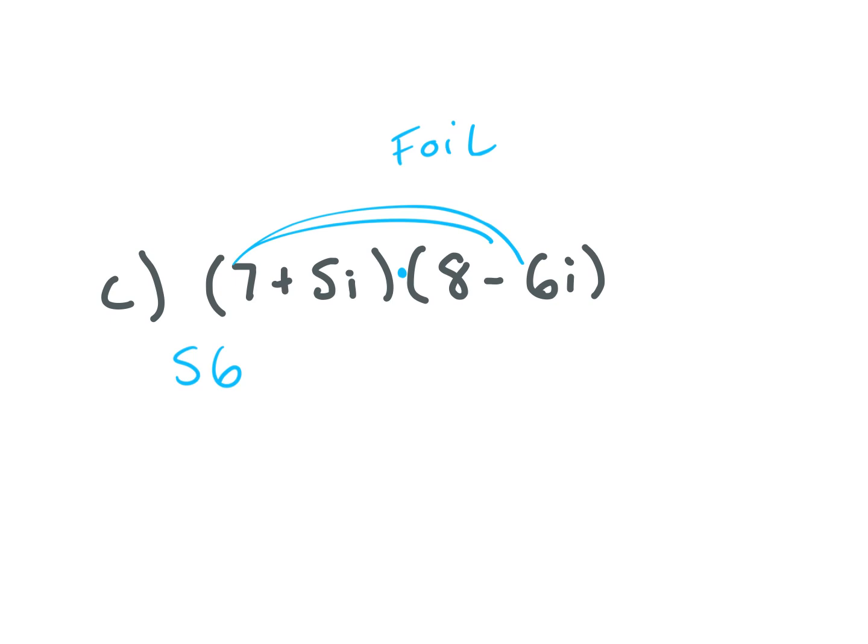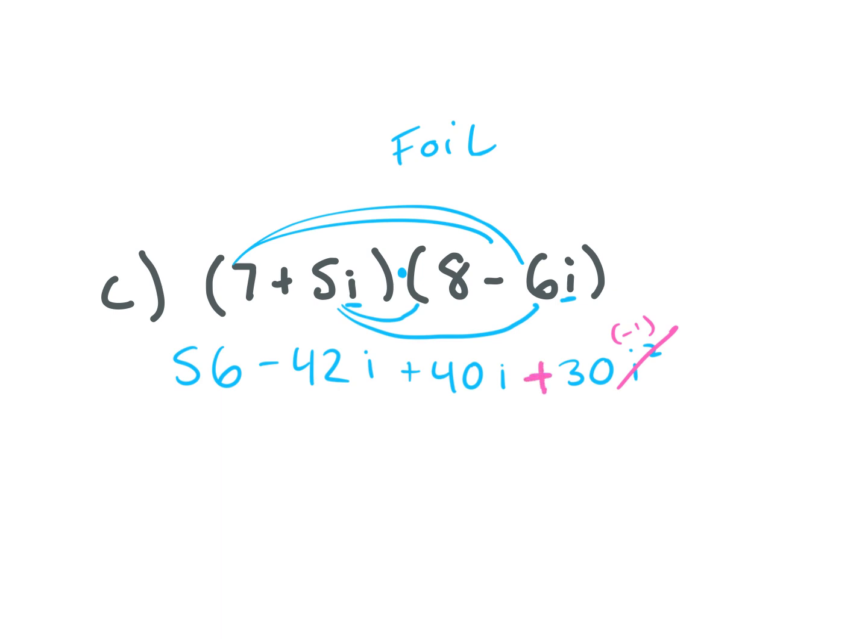56. The outsides, 7 times negative 6i, negative 42i. The insides, 40i. And then the last ones, negative 30i squared. Perfect. Whenever you have an i times an i, that would be i squared. What do I have to do anytime I see an i squared? Make it negative 1, which changes negative 30 to what? Plus 30.